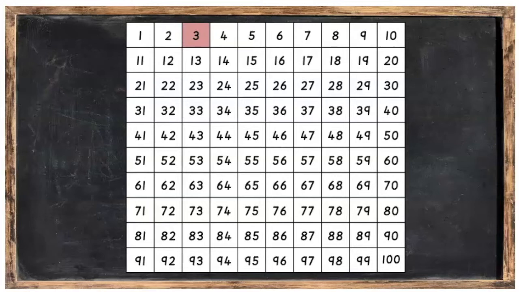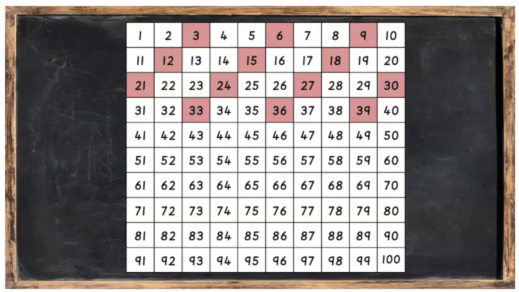Now if we skip count on 3 more, we're going to land on 6, and then 9. Skip counting in threes, we're going to land on 12. 15, 18, you might be able to count with me, 21, 24, 27, 30, 33, 36 and 39.